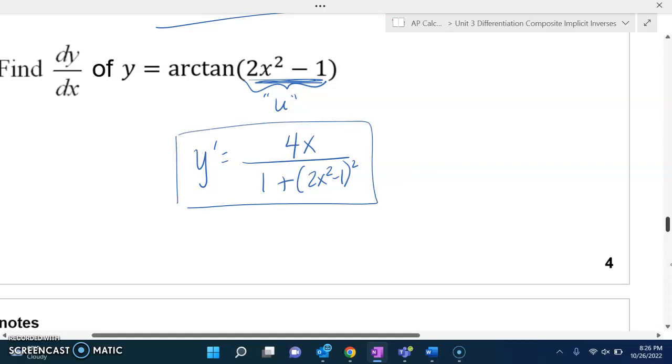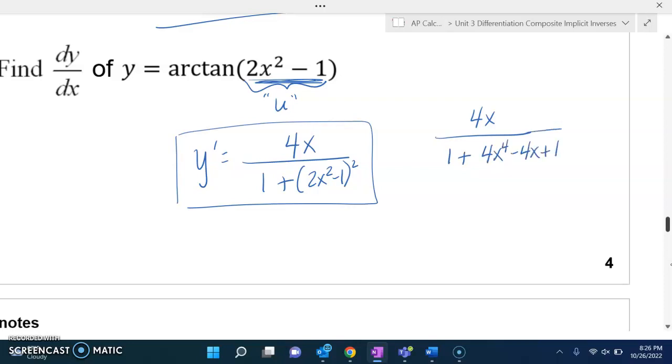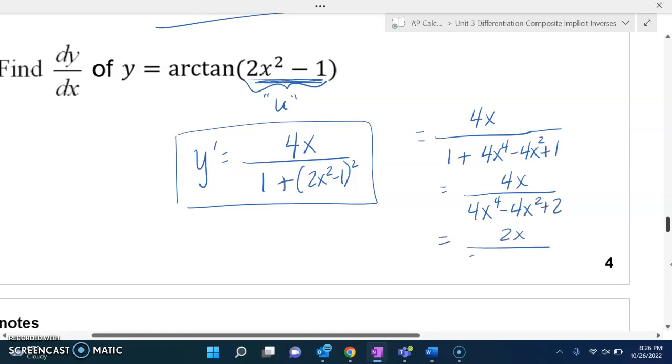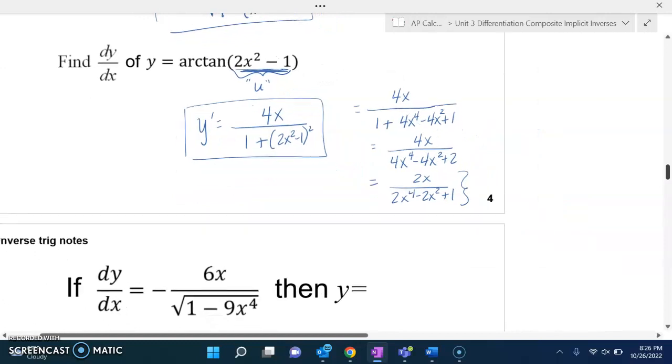Now, I just want to throw this out there. On an FRQ, that's a totally acceptable final answer, done and done. Just know in a multiple choice, they could FOIL this guy out. So that would be 4x to the 4th minus 4x squared plus 1. And maybe they combine like terms here. I missed that square, my bad. That's minus 4x squared. So minus 4x squared plus 2. And maybe they reduce everything by 2. So it's one of those things: can you recognize, if this is a multiple choice answer, that it's the same thing? Like I said, generally they don't do a ton with these.